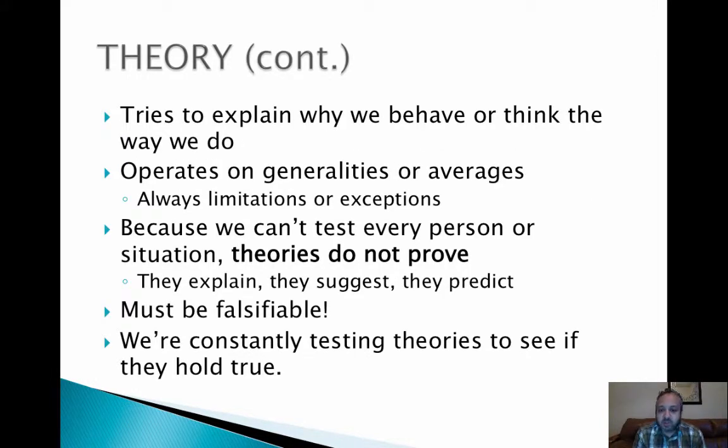So theories try to explain why we behave or think the way we do. They operate on generalities like science does. We talked about that in part 1. We can't test every single person or situation. And so therefore, we don't say theories prove things. We say they explain, they suggest, they predict, but don't use the word prove. We like to be much more cautious with the way we describe things.